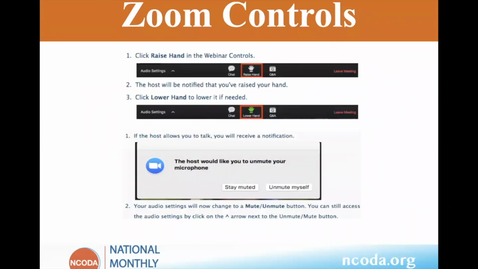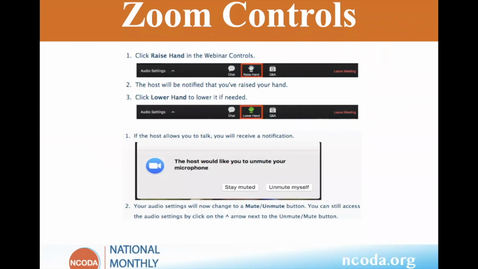I would like to review some features and controls of Zoom, our webinar platform. If you joined us by phone, you will only be able to listen to the webinar. If you joined us by computer or the Zoom mobile app, your mic will be muted by default. However, you are able to ask questions and contribute to the conversation in a few different ways.